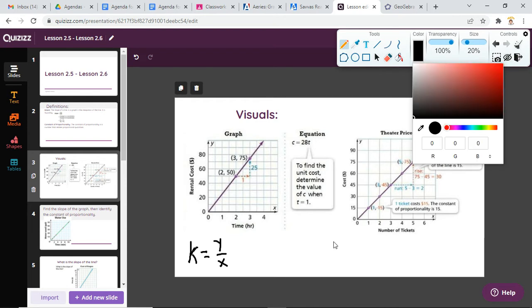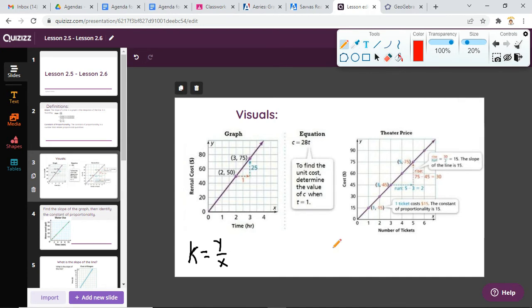So what do I need here? Well, I just need to grab a coordinate. Like for example, here I have 2 comma 50. Don't forget, your coordinates are written as x comma y. So I need to grab the y coordinate. The y coordinate is 50. I need to grab the x coordinate. The x coordinate is 2. And do 50 divided by 2, which is equal to 25. Okay? So the constant of proportionality on the left graph is 25.